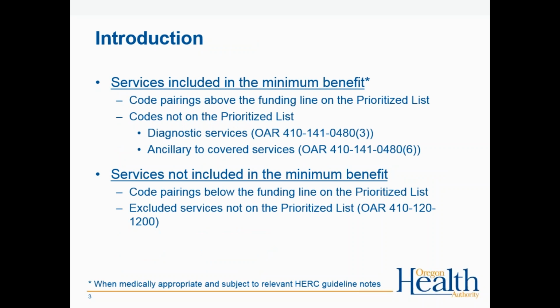So here's an introduction to the code groups for claim processing. There are services that are included in the minimum benefit. So those are code pairings that are above the funding line on the prioritized list. But there are some codes that are not on the prioritized list, and that's what we're going to talk about with these code groups. We have some diagnostic services and also ancillary to covered services. Also, there are services that are not included in the minimum benefit. So any code pairings that are below the funding line on the prioritized list, we have excluded services that are not on the list. And we'll talk about each of those code groups and where you can find them on our website.